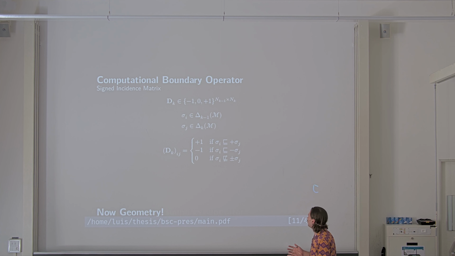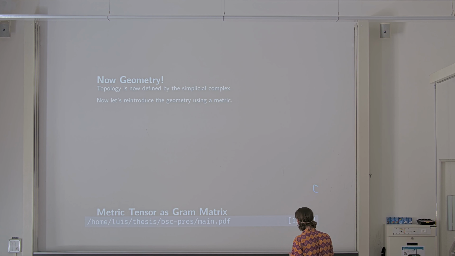This boundary operator needs to be computationally represented, and here we just opt for a signed incidence matrix. So this just tells us if we have some low-dimensional simplex sigma i, it will have an entry in the incidence matrix of 1 if it is a subsimplex of the higher-dimensional simplex sigma j. And the sign tells us the relative orientation of the two simplices. And otherwise we get 0. So this is the way we computationally represent this.